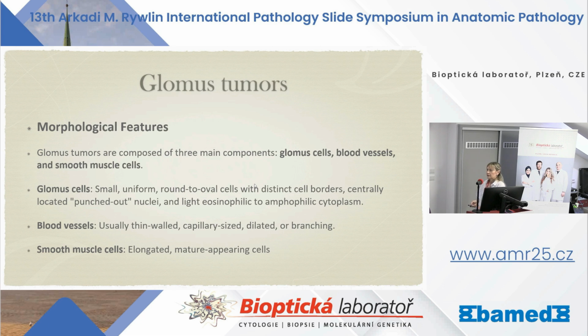Glomus tumors are composed of three main components, as everybody knows: glomus cells, blood vessels, and smooth muscle cells. Glomus cells are small, uniform, round to oval cells with distinct cell borders, centrally located punched-out nuclei, and eosinophilic to amphophilic cytoplasm. Blood vessels are usually thin-walled, capillary-sized, dilated or branching, and smooth muscle cells are elongated, mature-appearing cells.